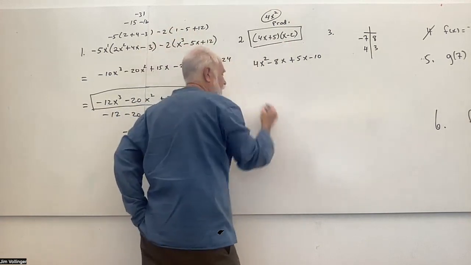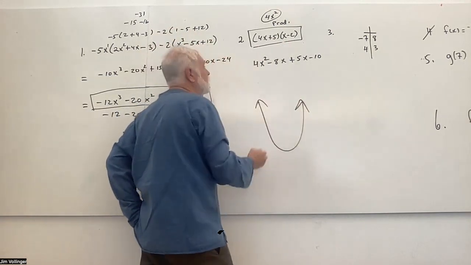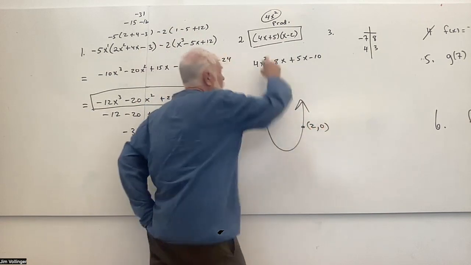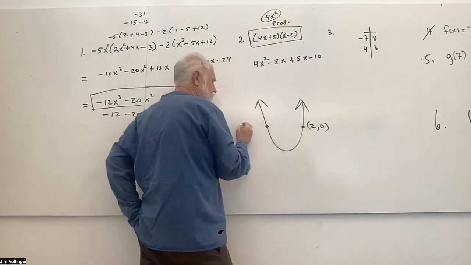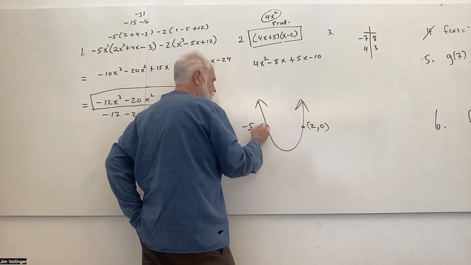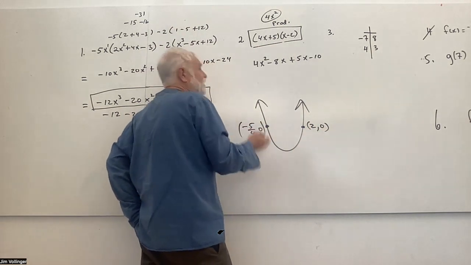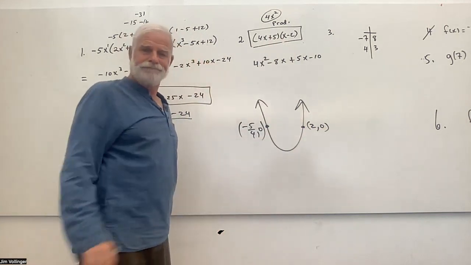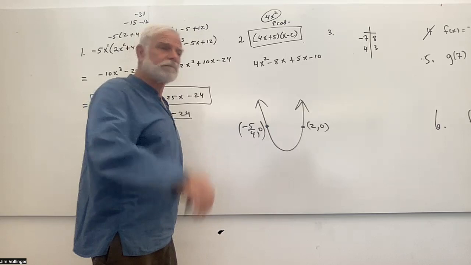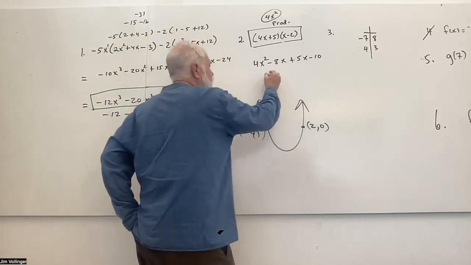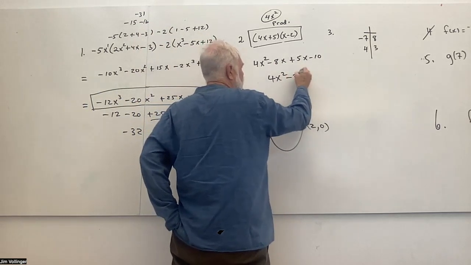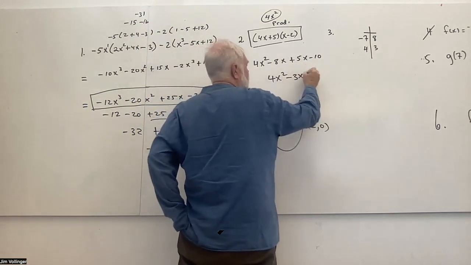So looking at that, you should immediately see that 2 gets you a 0, and -5/4 also gets you a 0. That's what's given as a gift. Anyway, final answer for this is simply 4x squared, -8 plus 5 is -3x, and -10.